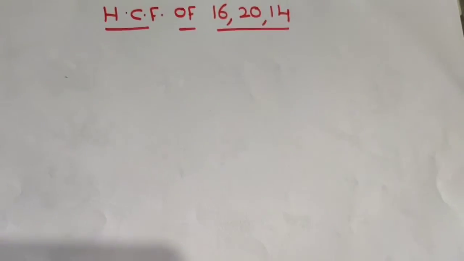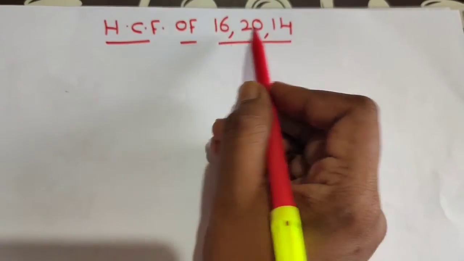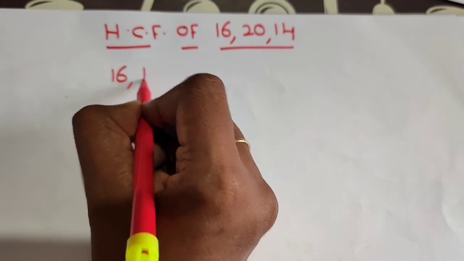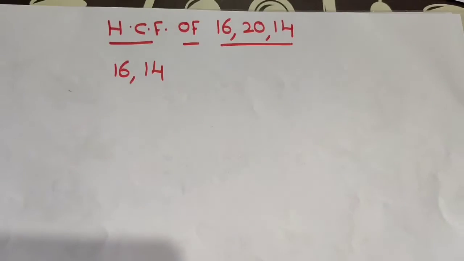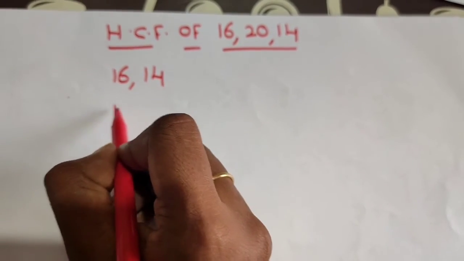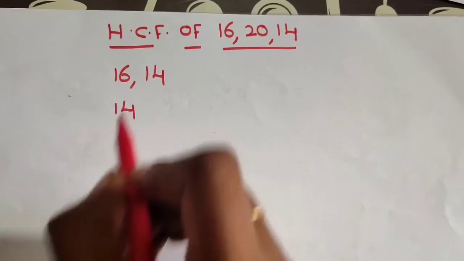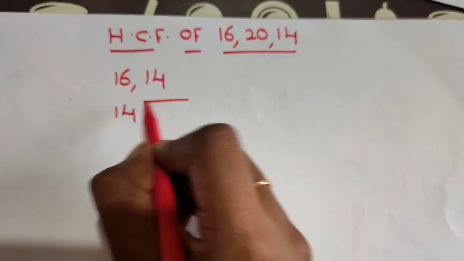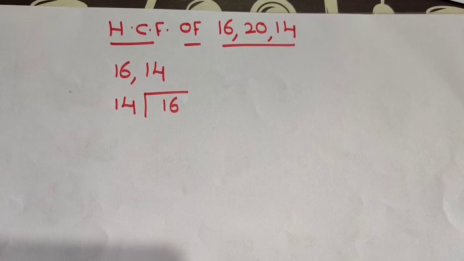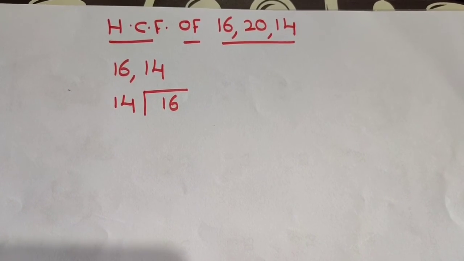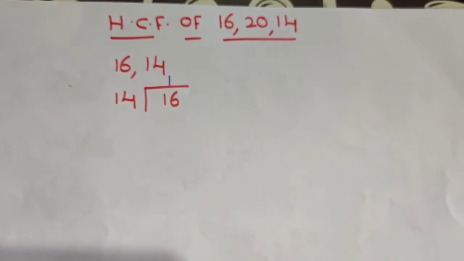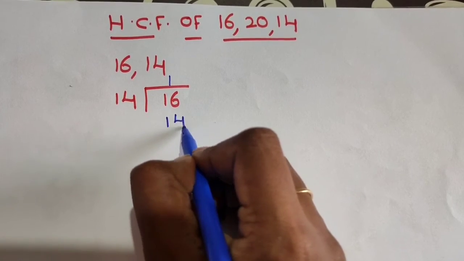Next, we find the HCF of 16, 20 and 14. Here we have taken 3 numbers, that is 16, 14 and 20. Always use the first 2 numbers and then go for the other one. So here I am taking 16 and 14 first. Take the smaller number and divide it by the bigger number. So here what is the smaller number? 14. And what is the bigger number? 16. So 14 ones are 14.